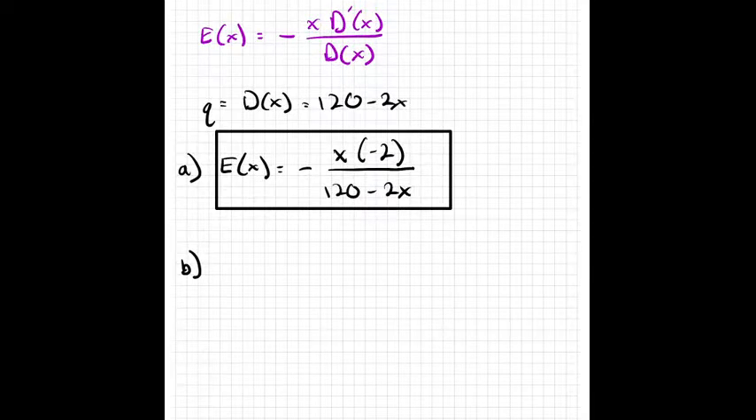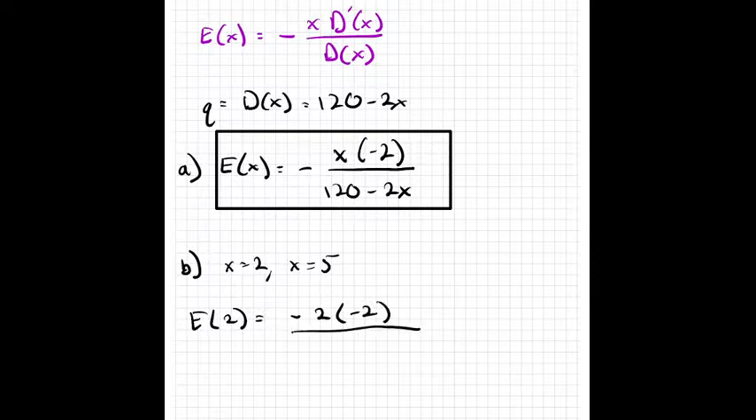We had a theorem number 11. So we want to consider the elasticity when x is 2 and when x is 5, right? So the elasticity of demand when x is 2 is going to be -2 times -2 over 120 minus 2 times 2. I just plugged in 2 for x, right? On top, we get 4. On bottom, 120 minus 4, what is that, 116?